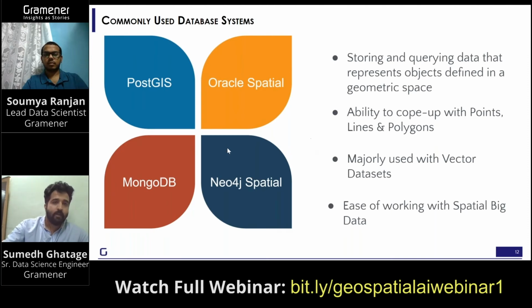So these are the common database platforms such as PostGIS, Oracle Spatial, Neo4j Spatial, and MongoDB. Again, these are some of the enterprise as well as open source options available. So this includes the ease of working with spatial big data sets. This helps to query the data faster and in whatever manner that we want.